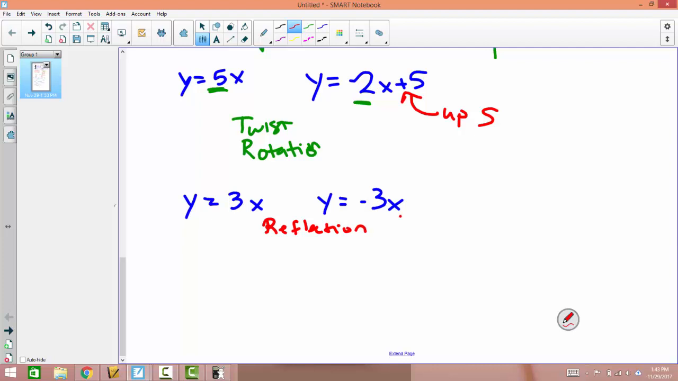And a reflection you can think of as a flip. This one is not shifted up or down because there's no B. So no B, so not shifted up or down.